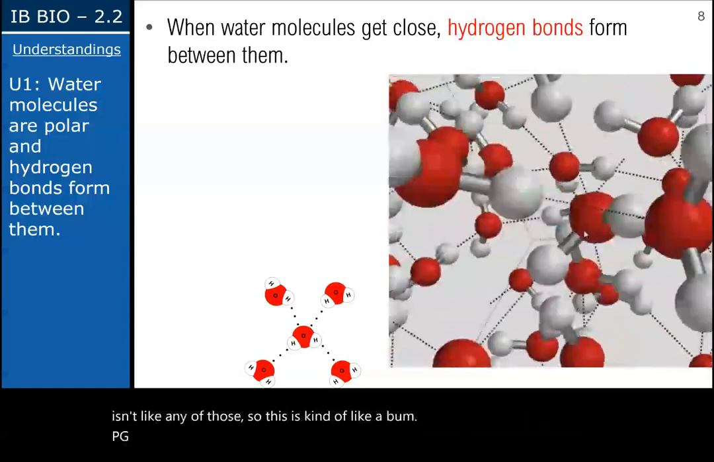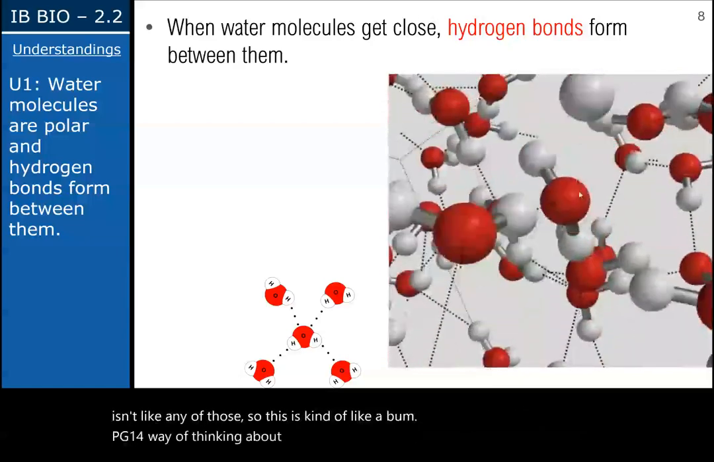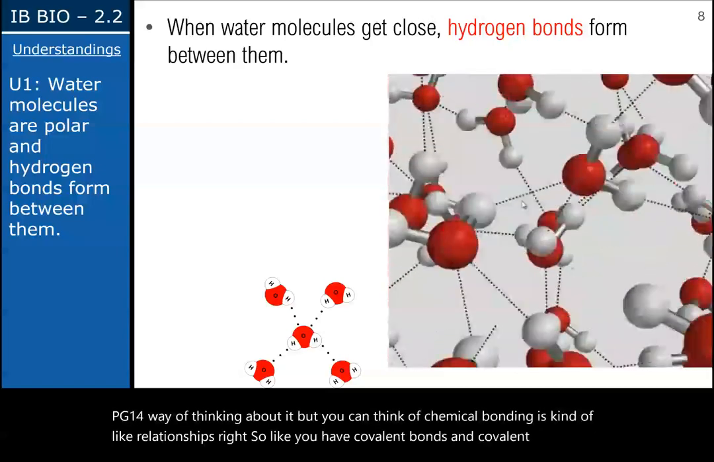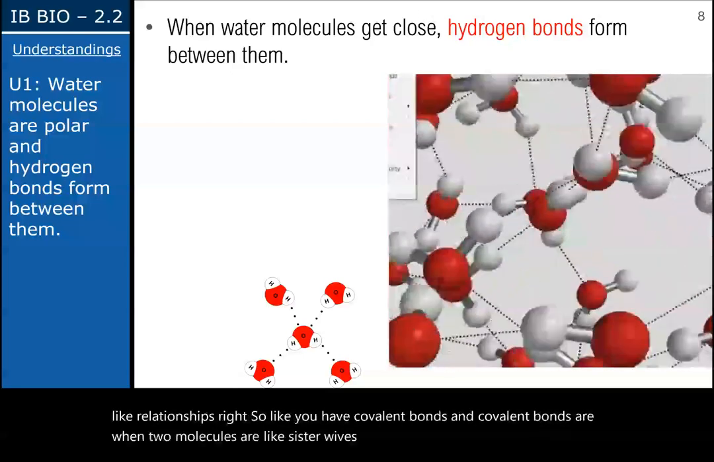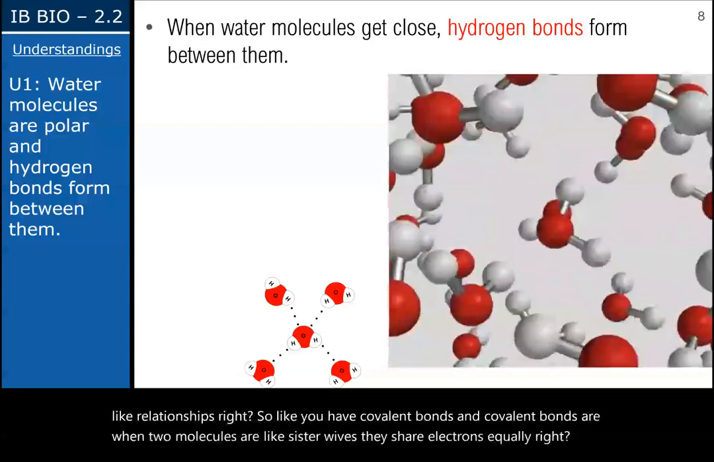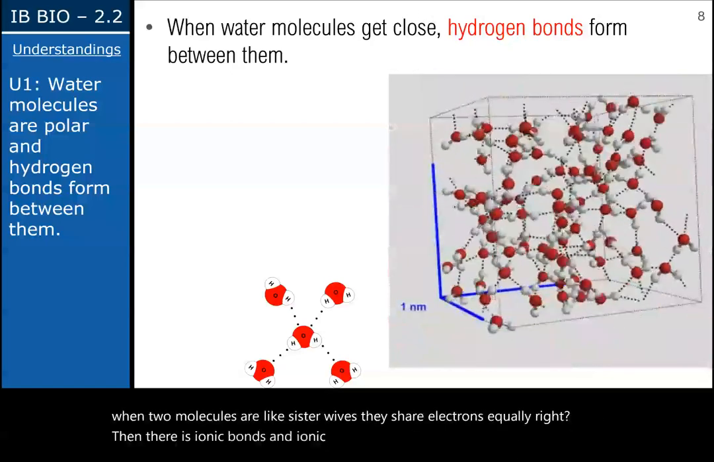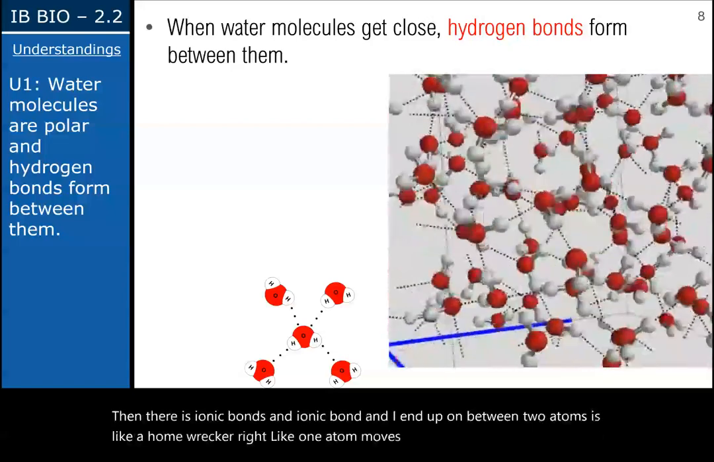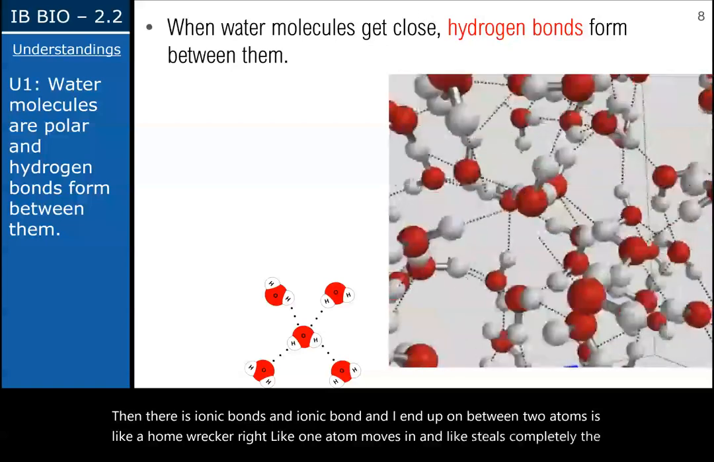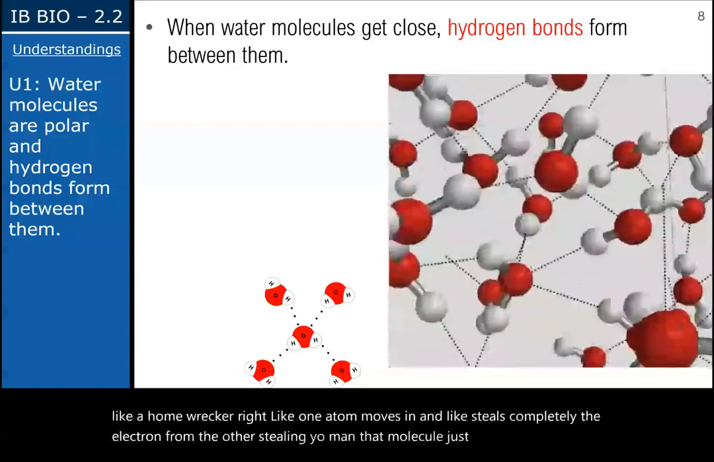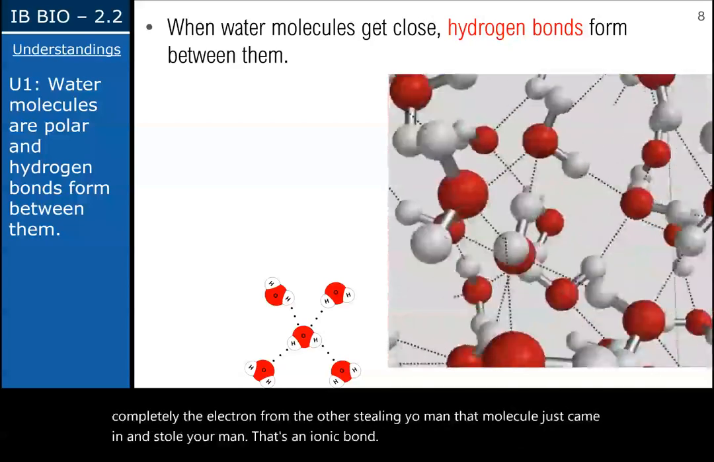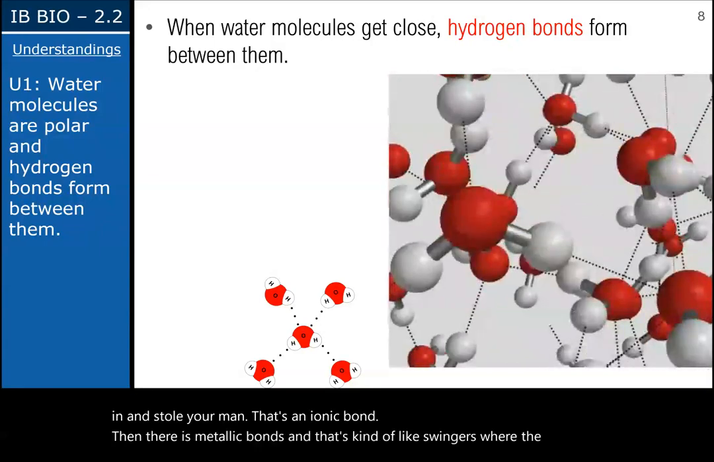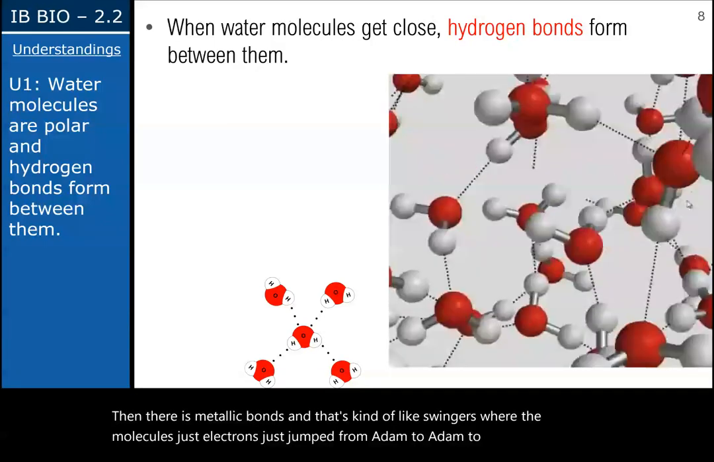PG 14 way of thinking about it, but you can think of chemical bonding as kind of like relationships, right? So, like you have covalent bonds, and covalent bonds are when two molecules are like sister wives, they share electrons equally, right? Then there's ionic bonds. An ionic bond between two atoms is like a home wrecker, right? Like one atom moves in and like steals completely the electron from the other, like stealing your man. That molecule just came in and stole your man. That's an ionic bond. Then there is metallic bonds, and that's kind of like swingers where the electrons just jump from atom to atom to atom, and we're not really going to talk about that.